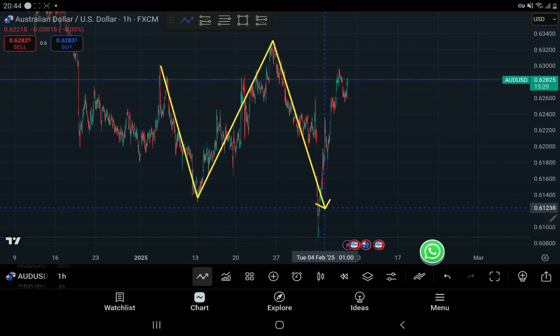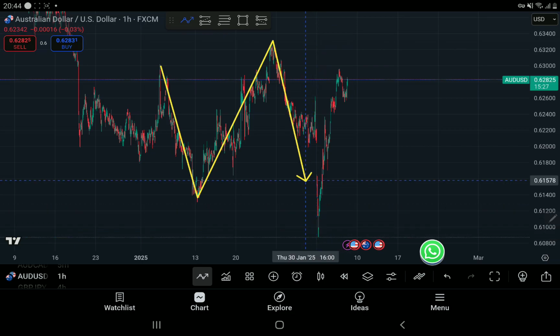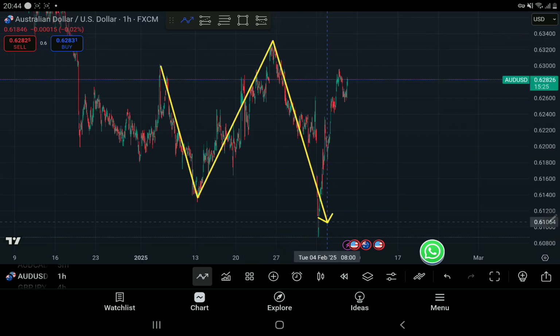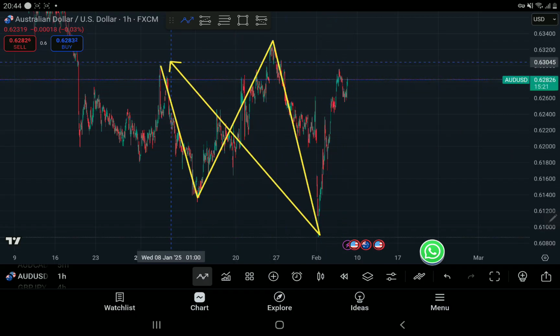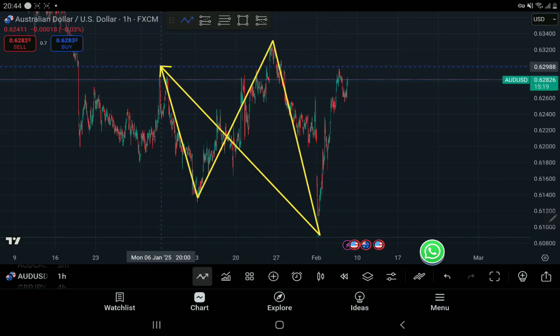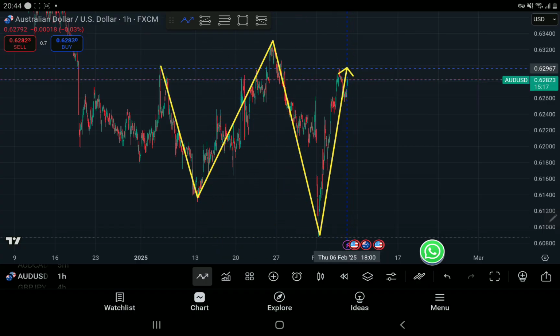Then we made a lower low. Remember, now we have done a shift in market structure. What do we do? We wait for market to come back into that place that was taken out, and it is going to be our selling point.